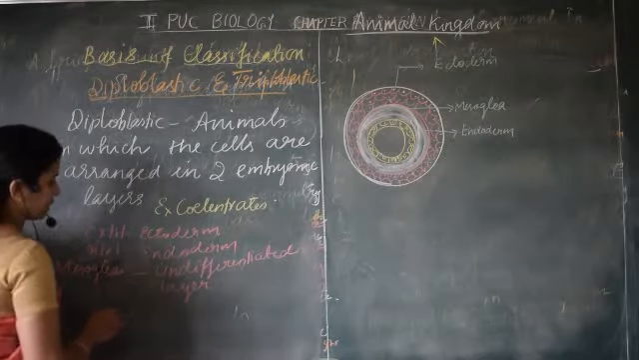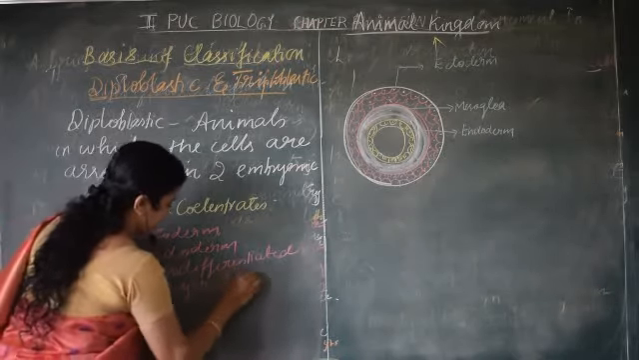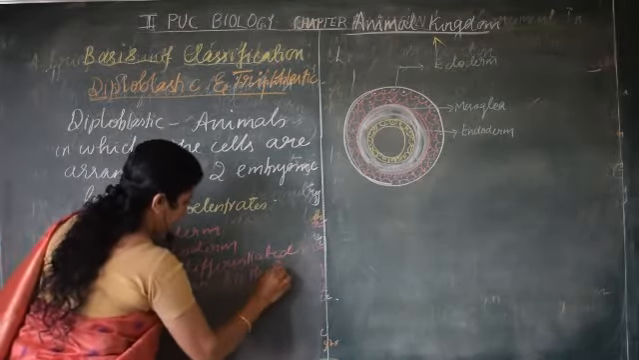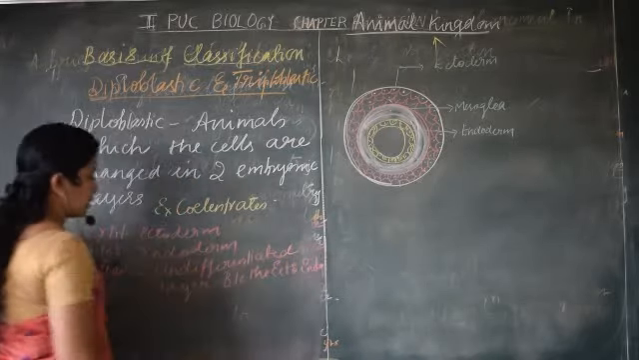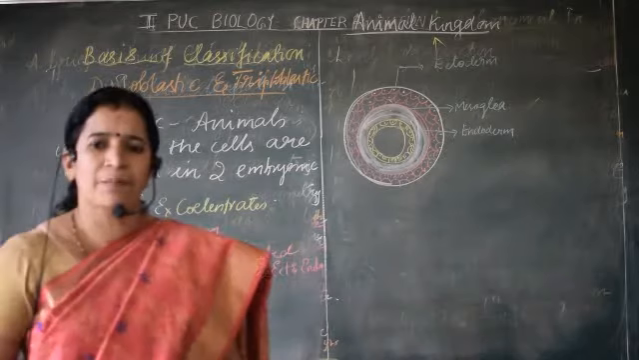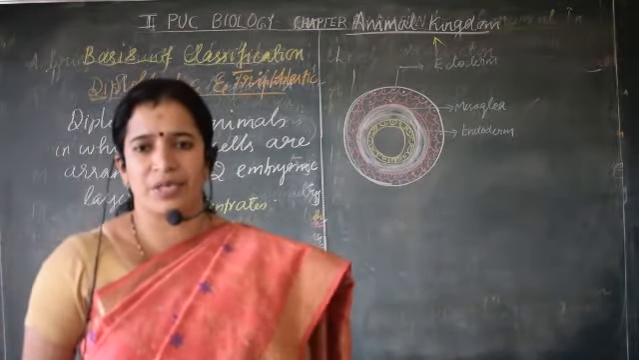Okay, an undifferentiated layer between the ecto and endoderm. I am writing it in short form. So this is what the diploblastic organization means.